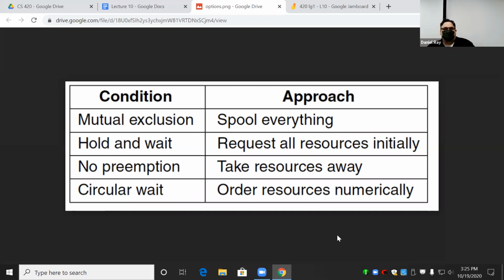But if we have a real-time system or a critical system, then we might start implementing some or all of these approaches to try and limit the number of deadlocks that we're going to run into as our system progresses.